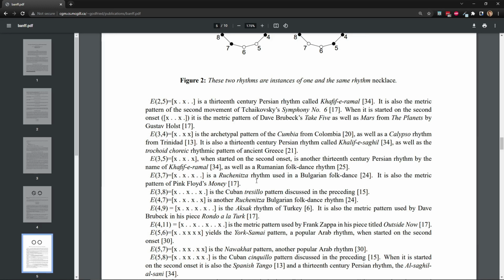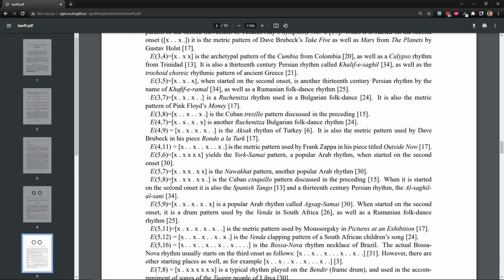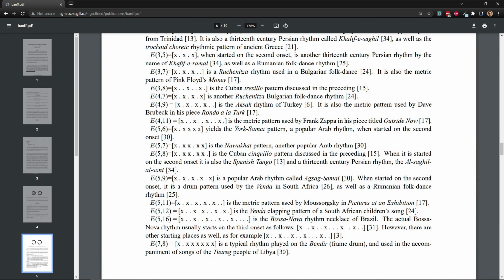I didn't know that. So I can only recommend you download this paper and go through it and just dial in some of these examples here, which is really easy to do with the Euclid Grid, and I will show you how to do that in a minute.